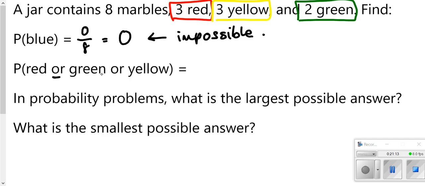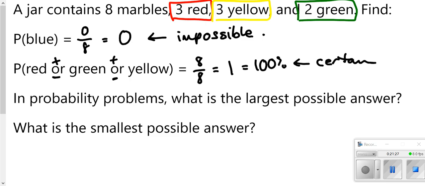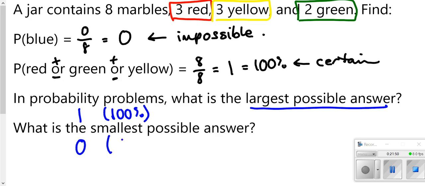The next question says, what is the probability of drawing red or green or yellow? Well, I just told you that or is when you add. So if I add the red and the yellow and the green, I get 8 marbles out of 8, which is 1, which as a percent is 100%. And that means certain. There are not a lot of things in the world that are absolutely certain, but it is certain that if you were to draw 1 marble from that jar, you would get a marble that is red or green or yellow. So in probability problems, hopefully this reminded you that the largest possible answer is 1. 1 as a percent is 100%. And the smallest possible answer is 0, and 0 as a percent is 0%.